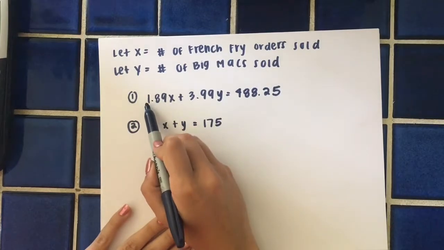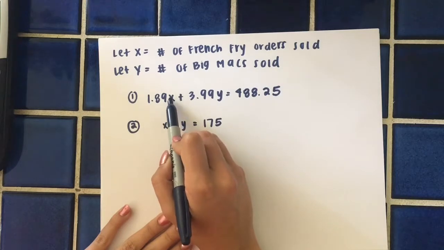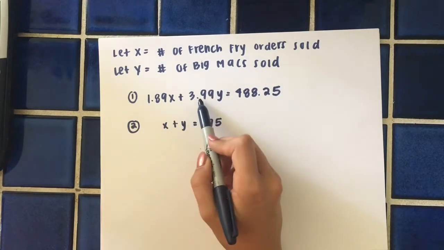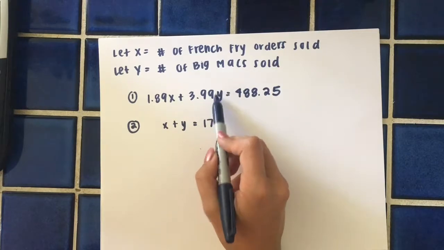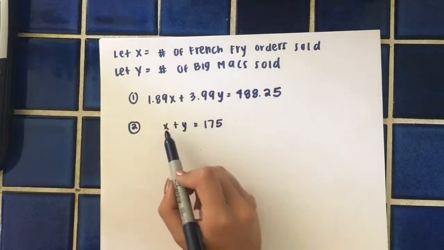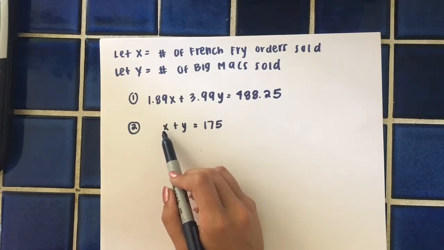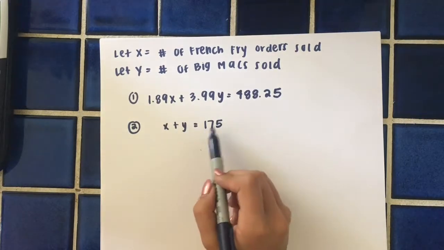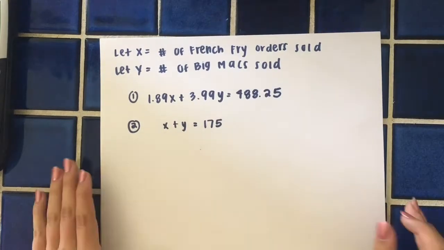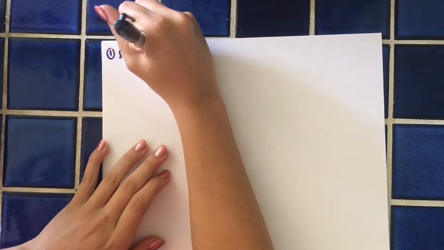Okay, so let's see what these are. So we know that this is the price of an order of French fries. This is the number of French fry orders sold. This is how much a Big Mac costs, and this is the number of Big Macs sold, and this is the total price combined of both of these orders, and the number of orders. And then this is just the number of French fry orders plus the number of Big Macs sold is 175. So now let's solve the system using substitution method.